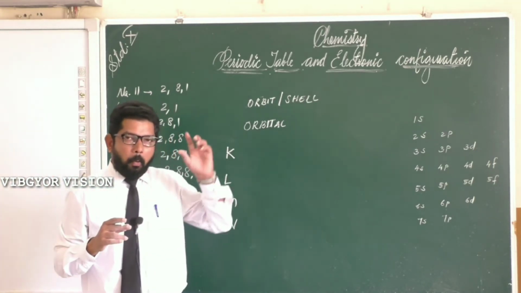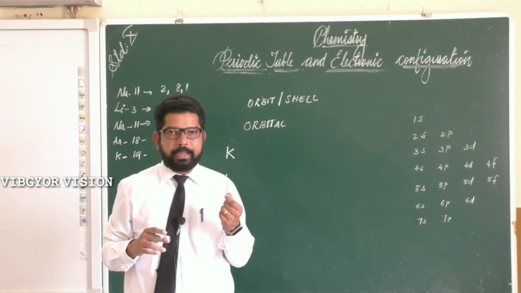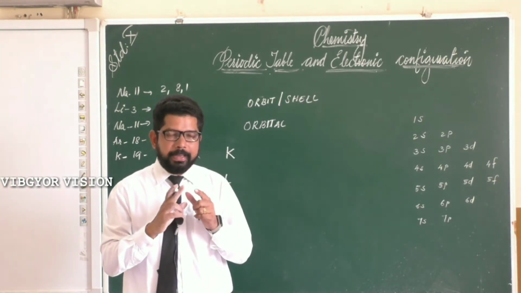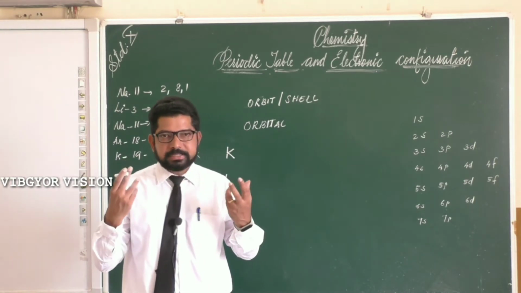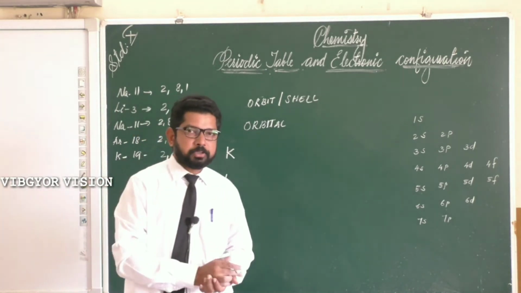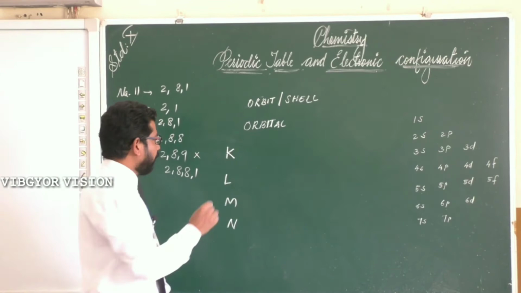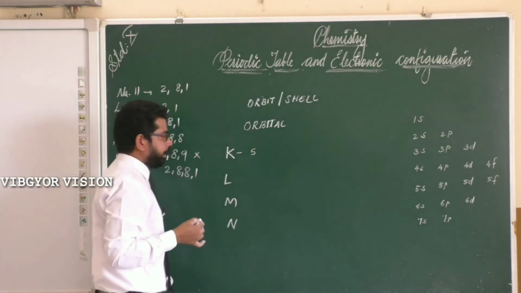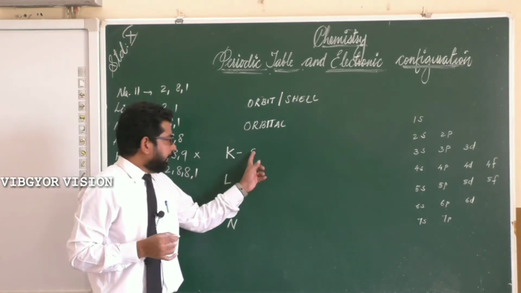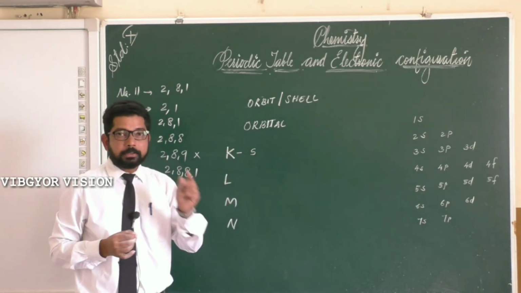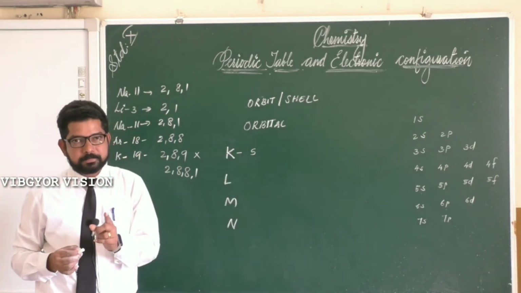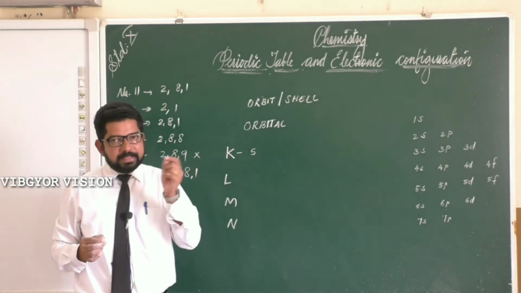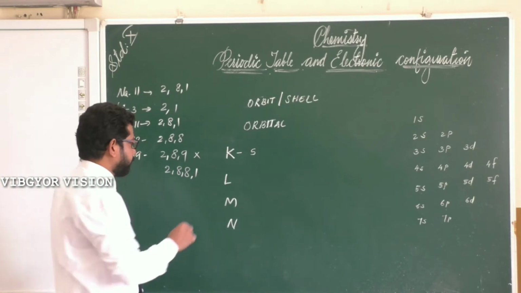Remember, all these shells except K have more than one subshell. K has only one subshell. What is the subshell present in K? The subshell present in K is s. Remember, subshells or suborbits must always be written in small letters.